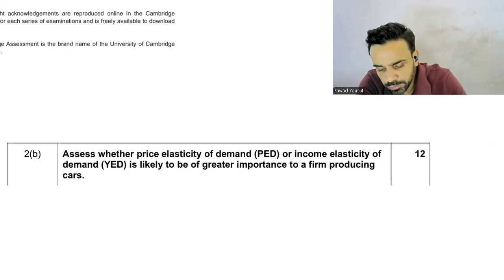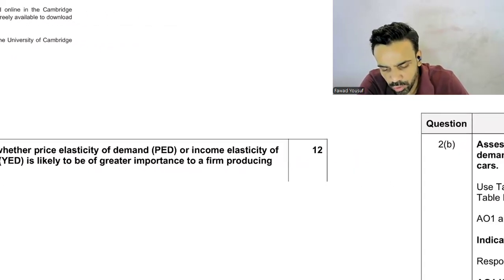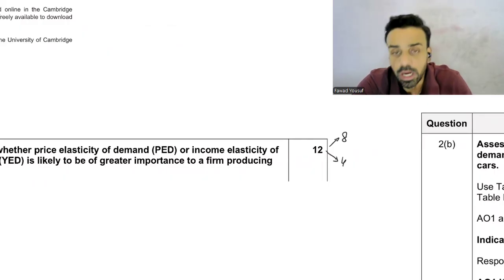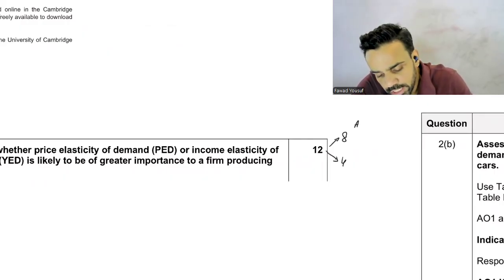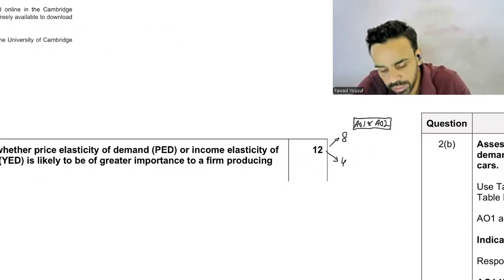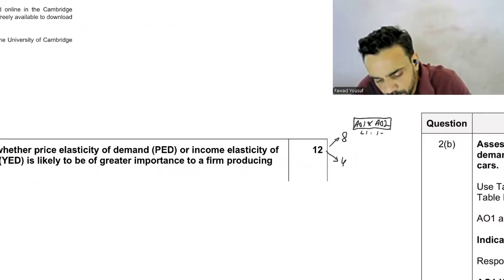A 12 marker, as mentioned, or it's been a while, so let me just mention one more time, is divided in 8 and 4 marks, where assessment objective 1 of knowledge and understanding and assessment objective 2 of analysis is basically taken together. It's written together, it's graded together. Level 1 gives you 1 to 2 marks, level 2 gives you 3 to 5 marks, and level 3 gives you 6 to 8 marks.